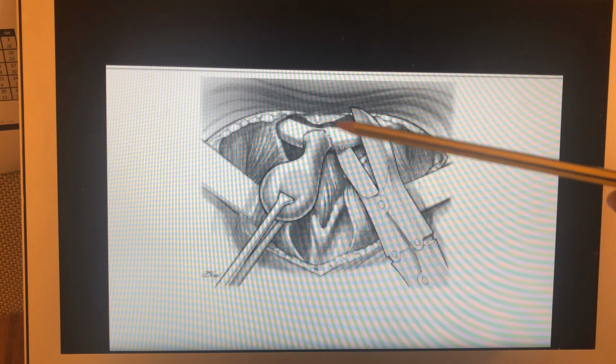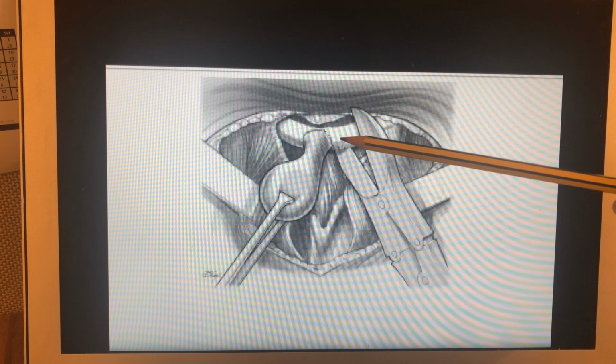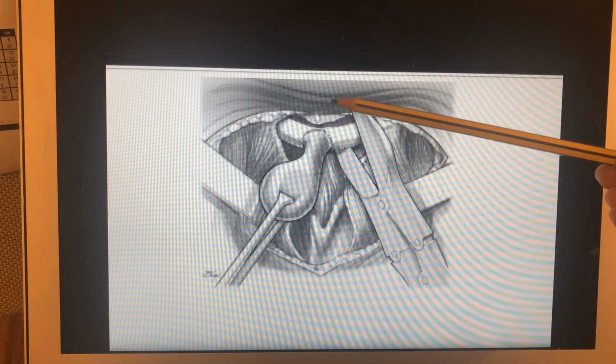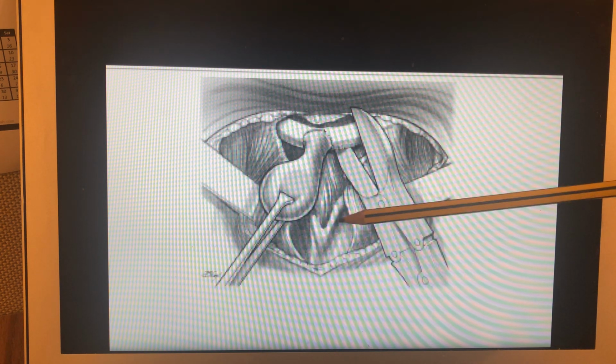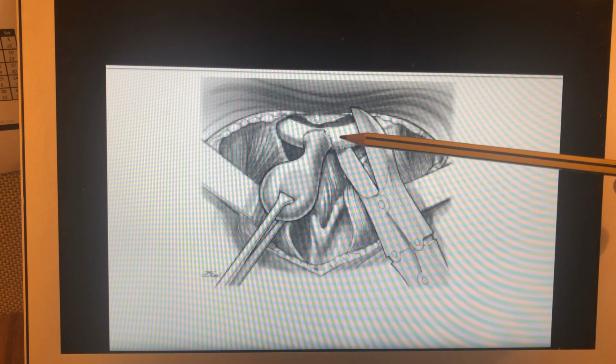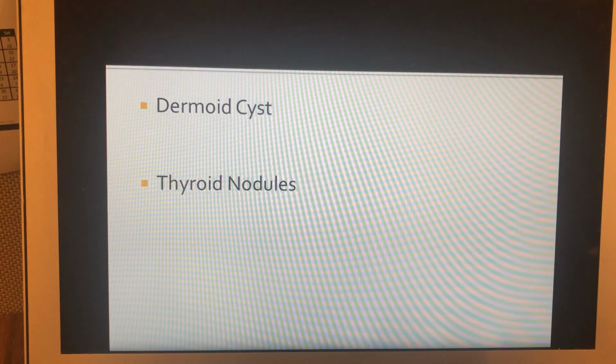removal of the cyst with the attached tract, including the middle third of the hyoid bone, and suture ligation of the tract at the level of the foramen cecum. By doing this, you minimize the risk of recurrence. If you don't remove the middle third of the hyoid bone, the recurrence rate is very high. The procedure is called the Sistrunk procedure.